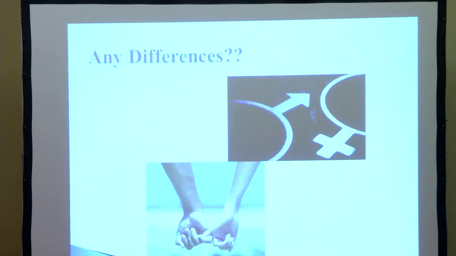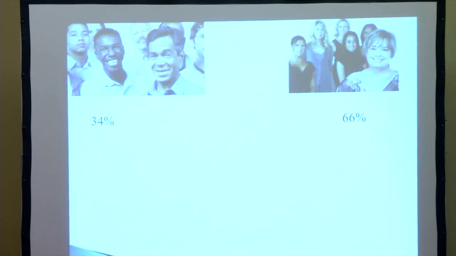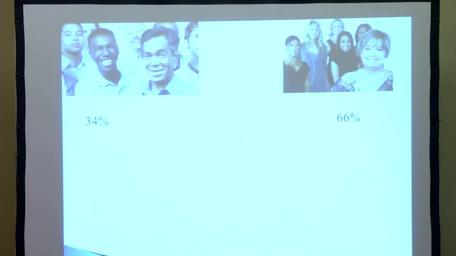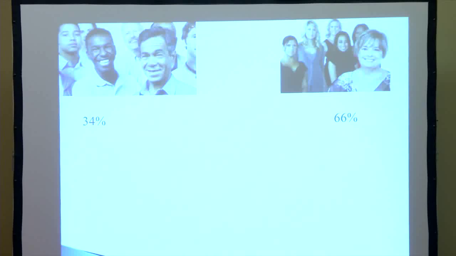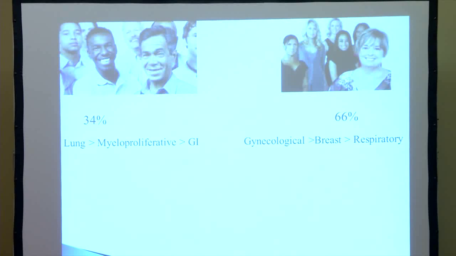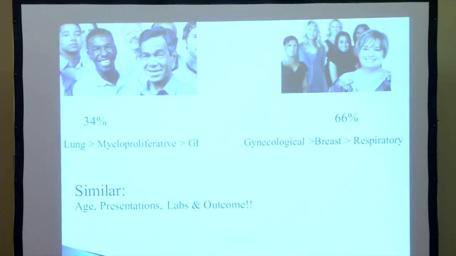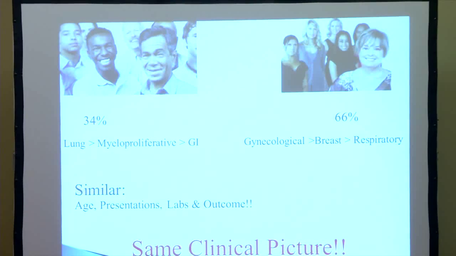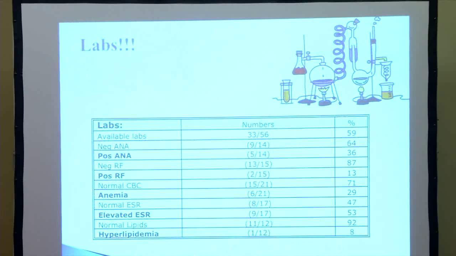Any differences between the sexes? Well, as I mentioned, it happens twice as often in females as in males. And there's a slightly different distribution of malignancies. In males, you can see that lung, myeloproliferative, and GI are the most common malignancies. And in females, gynecological, breast, and respiratory are the most common. Otherwise, other features were similar in both sexes.